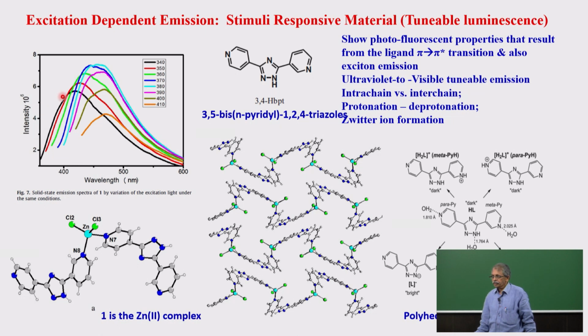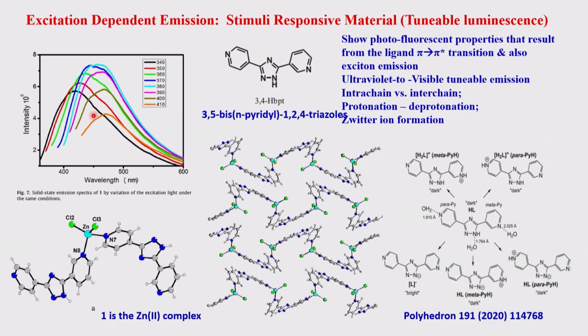You see the emission of the first one here, the emission maximum for this is here, here, here. So that means you're shifting the emission maximum by changing the excitation wavelength. Why does that happen? Because each of these excitations will excite only some of these species, not all of them. That is why you have this.